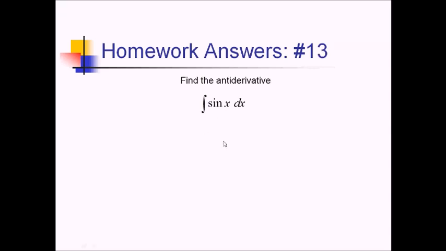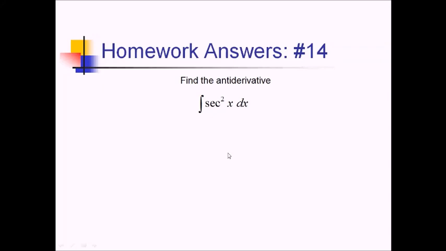For number 13, I want the antiderivative of sine of x. Now, the derivative of cosine would be negative sine, so I need to do negative cosine for the antiderivative on this. So we'll have negative cosine and then plus c.